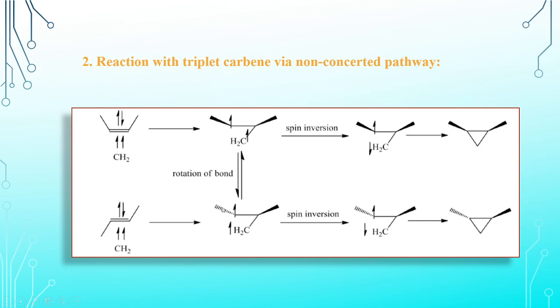That means this trans can also convert into this cis, and cis can also rotate into this trans when this electron undergoes spin inversion. That's why we got the mixture of two products. So this is the mechanism for the reaction of triplet carbene via the non-concerted pathway.